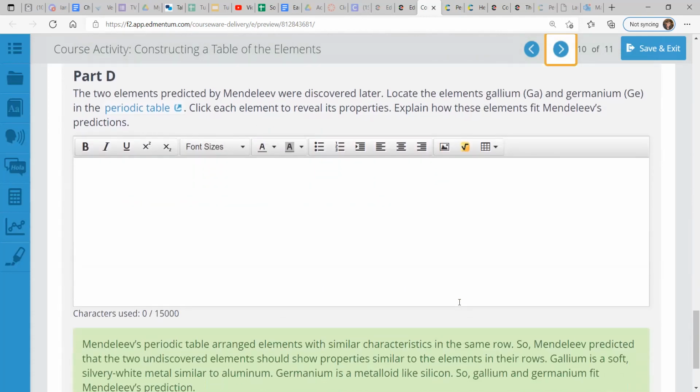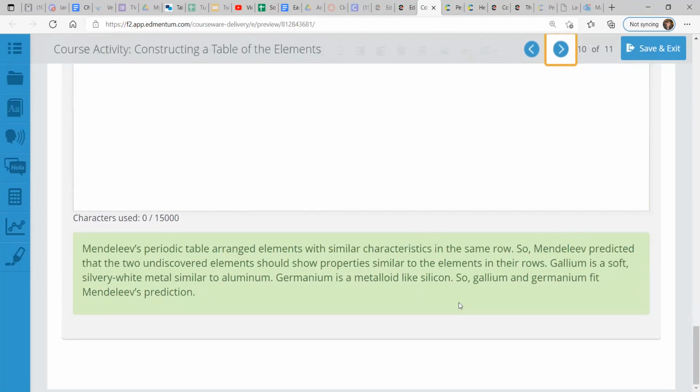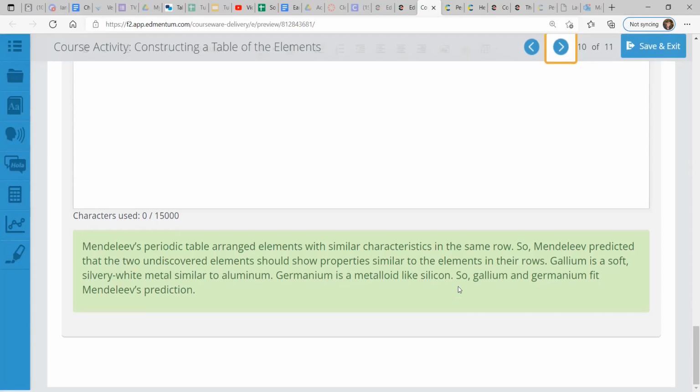The 2 elements predicted by Mendeleev were discovered later. Locate the elements gallium and germanium. Click each element to reveal its properties. Explain how these elements fit his prediction. So these elements are grouped with similar characteristics in the same row. Mendeleev predicted that the 2 undiscovered elements should show properties similar to the elements in their rows. Gallium is a soft, silvery white metal similar to aluminum. Germanium is a metalloid like silicon. It's in between. So gallium and germanium fit Mendeleev's prediction.